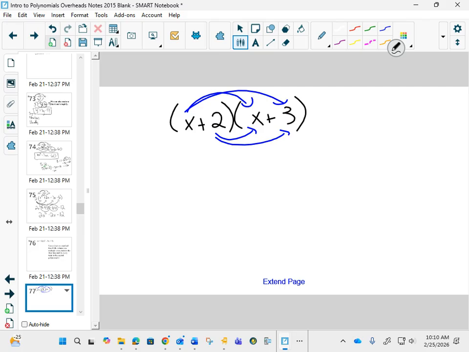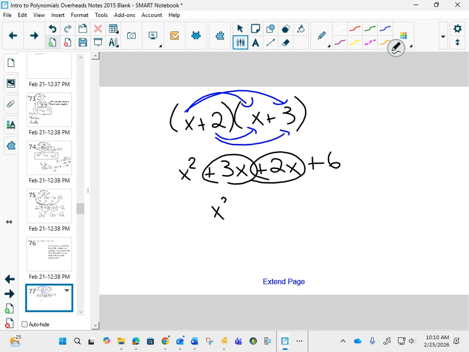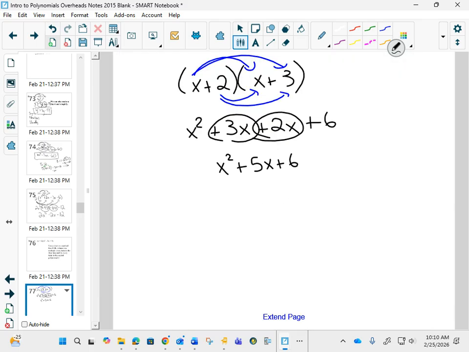You would have x times x, which would give you x squared, x times the 3, plus 3x, positive times positive, plus 2x, and 2 times 3, plus 6. And so you would combine your like terms, and you would get x squared plus 5x plus 6. Now, sometimes in your homework, they'll show this with algebra tiles.